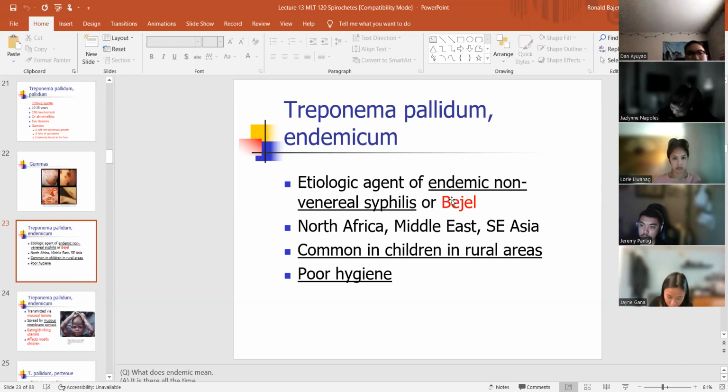Talking about the specific treponemes, I need to rearrange the slides. So I'm starting off with endemicum, Treponema pallidum endemicum. Okay, but remember PCE.